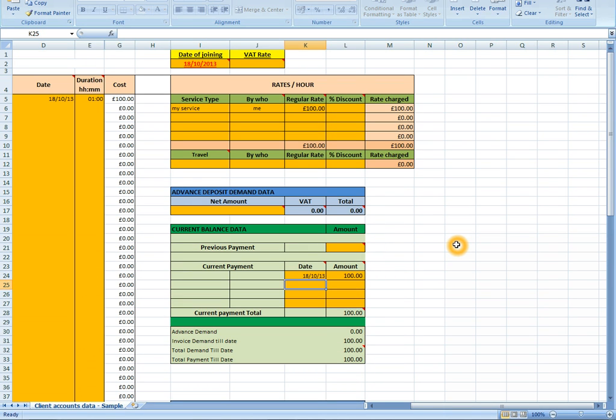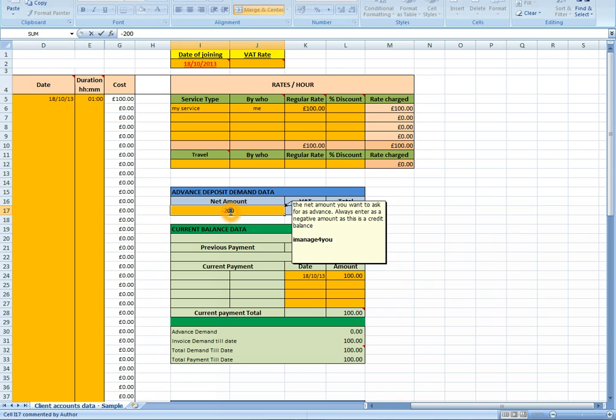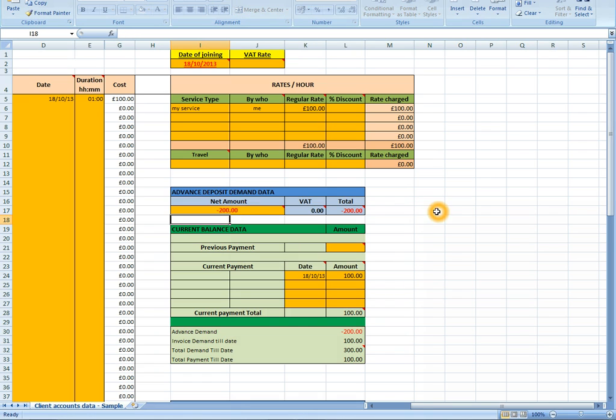Now about the advance deposit. We decide to demand an advance deposit from the client. Now notice how I input the data. There is a leading negative sign. This is because this is a credit balance for the client. This is the client account file. And you will see it's written over there. Always enter as a negative amount, as this is a credit balance. And once you enter, it goes red to help you see that this is a credit balance.